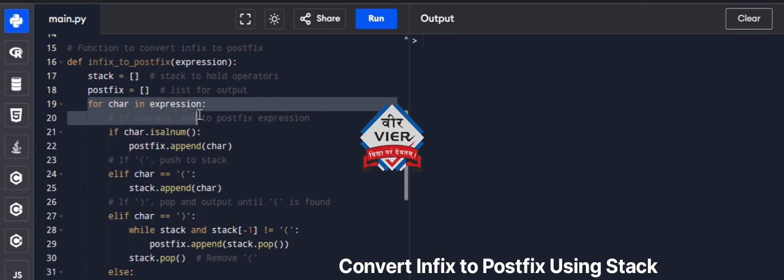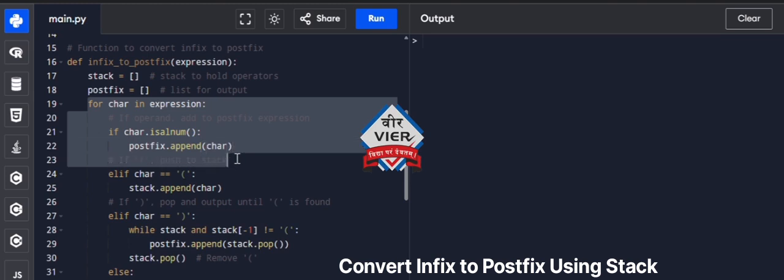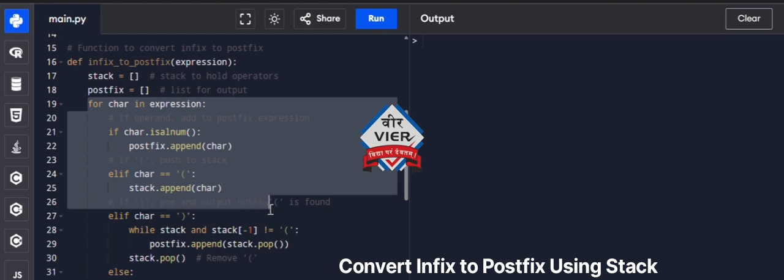The rule: operand a, b, c. If char is alphanumeric, postfix.append(char). If the character is a letter or number, an operand, it is immediately added to the postfix output. Opening parenthesis, elif char equals open parenthesis, stack.append(char). It is always pushed onto the stack. It acts as a delimiter, temporarily hiding the precedence of operators inside it.